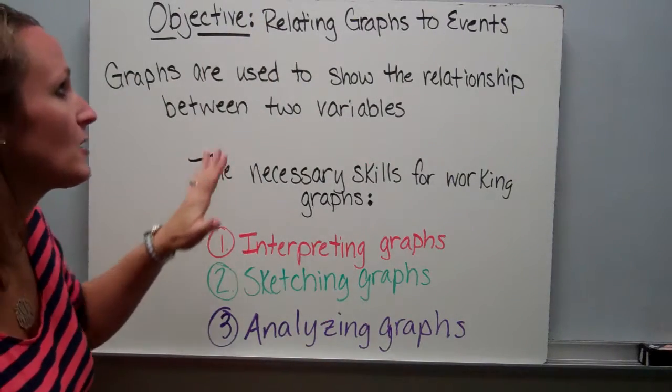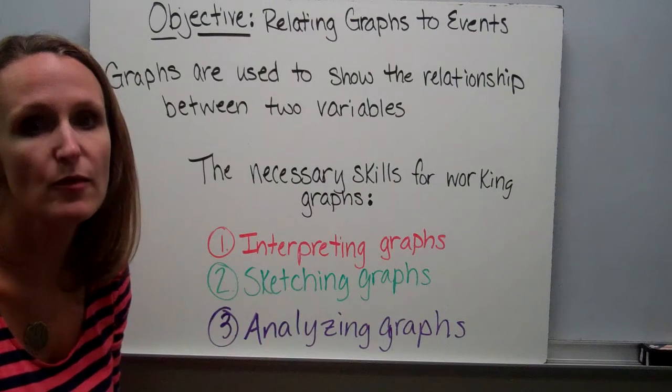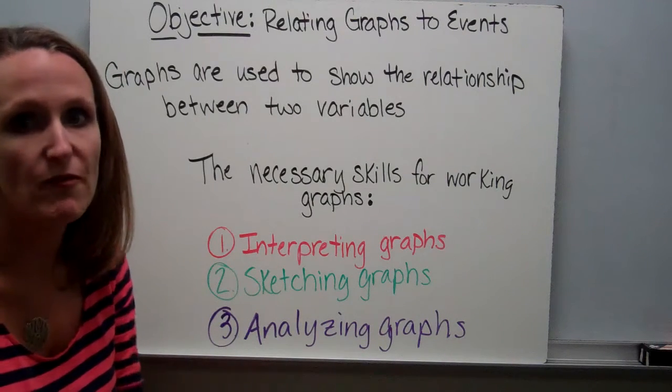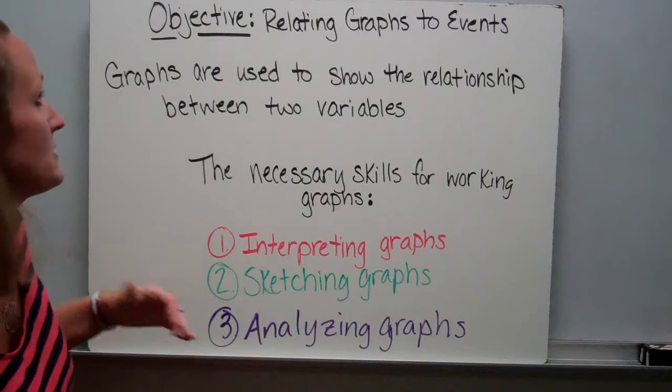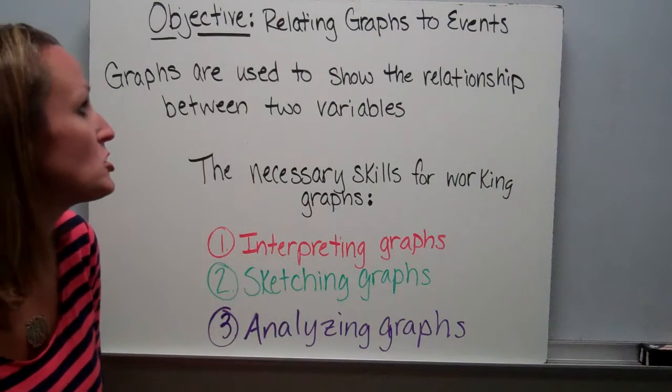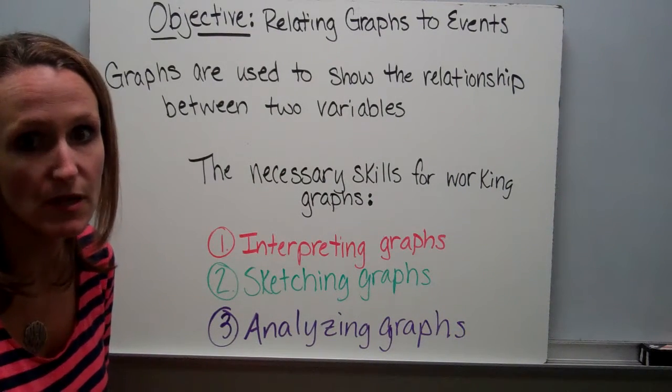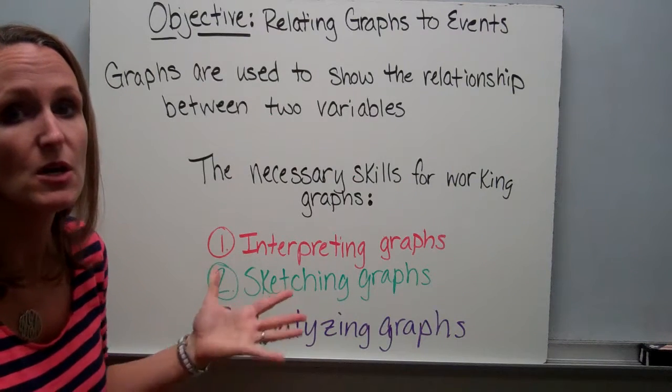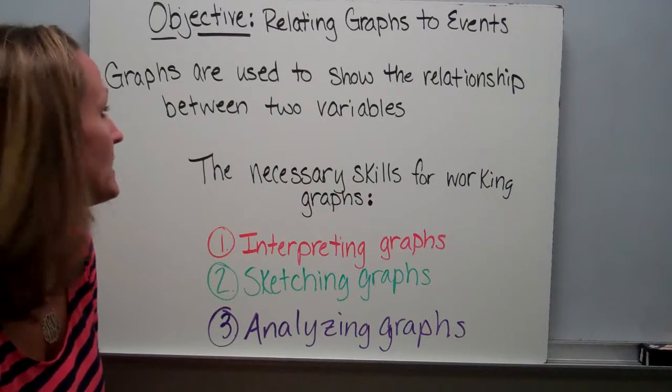So in this video, we're going to talk about how to relate graphs to events. In other words, if you're looking at a graph, what kind of event can it be representative of? So graphs are used to show the relationship between two variables. In other words, the x-axis and the y-axis mean two different things, which you kind of already know.